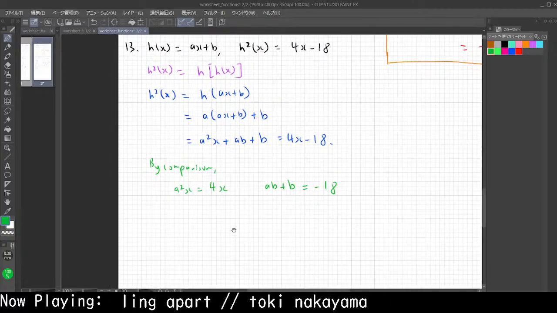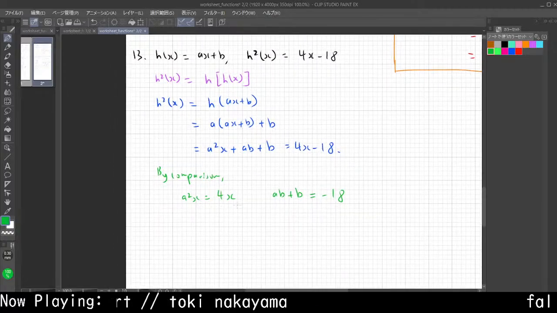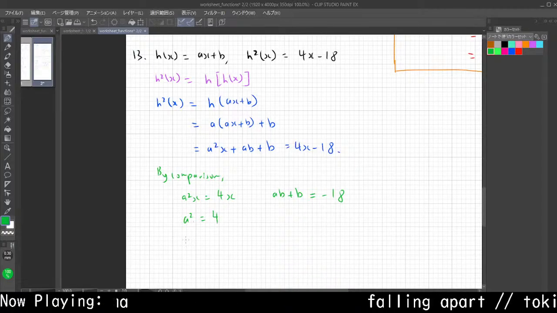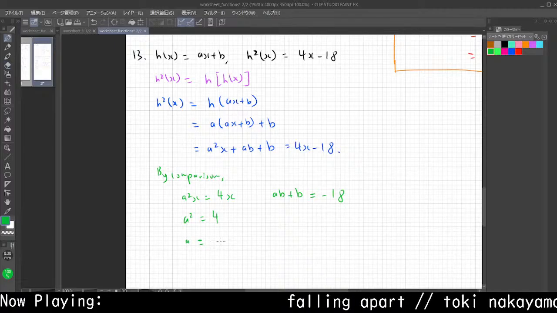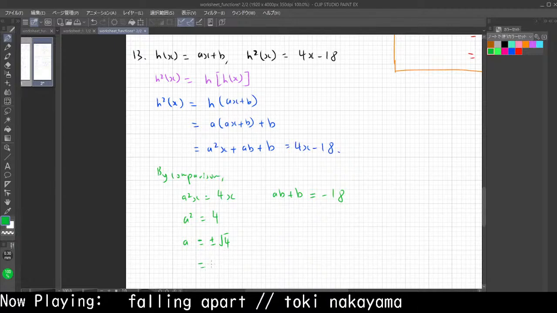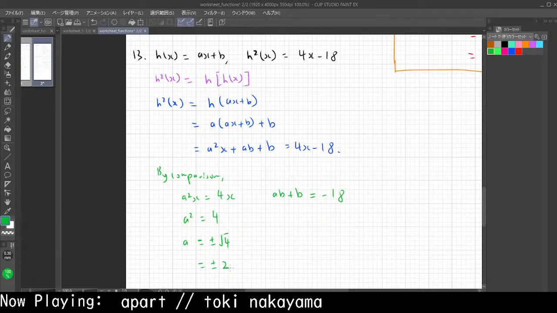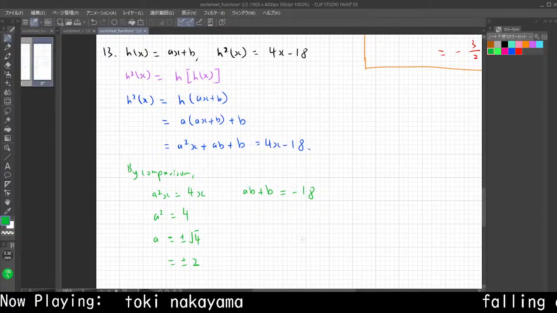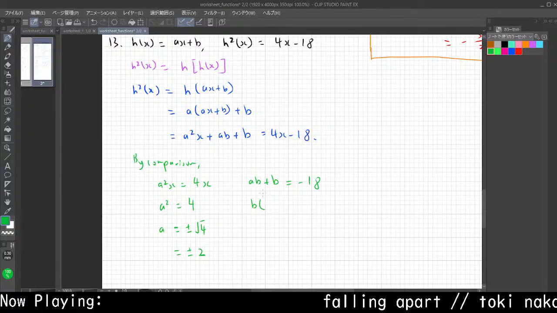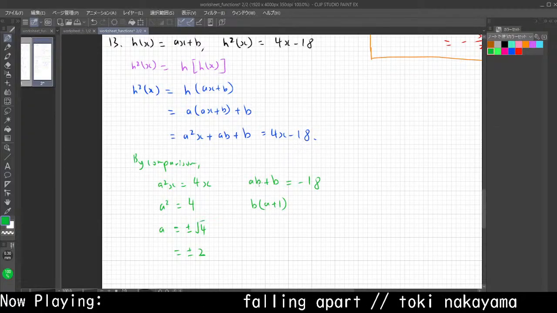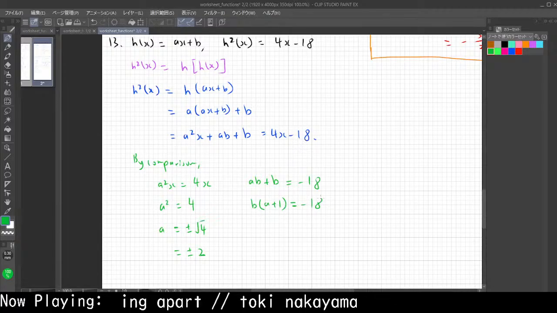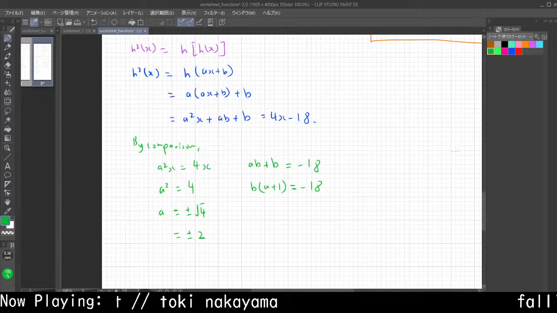We need to find a first. So from here we can find a first. The x and x cancel out. a squared equals 4. a equals the square root of 4, so plus or minus 2. Then ab plus b equals negative 18. To make things simple, factorize out b, you get b times (a plus 1). This gives two answers.